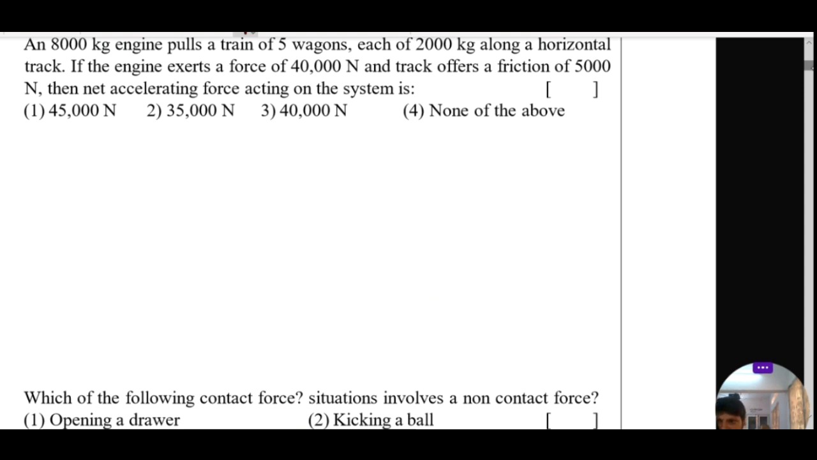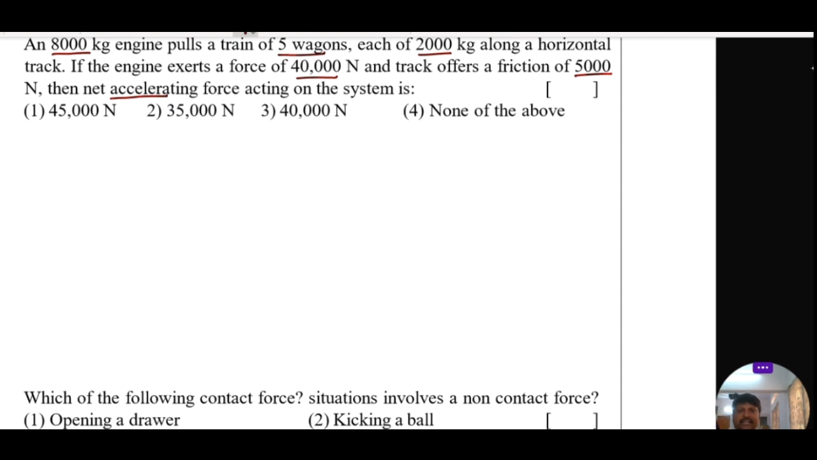Next, fourth question. An 8,000 kg engine pulls a train of 5 wagons, each of 2,000 kg, along a horizontal track. If the engine exerts a force of 40,000 Newton and the track offers a friction of 5,000 Newton, then the net accelerating force acting on the system is? Here, this is the engine. This engine is pulling a train of 5 wagons. Each mass is 2000 kg into 5.